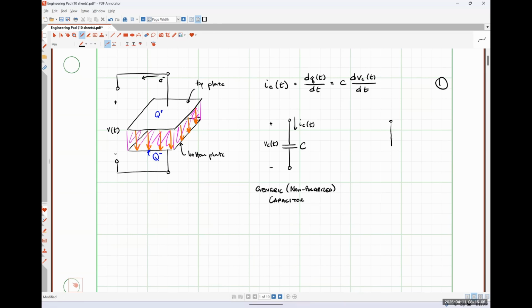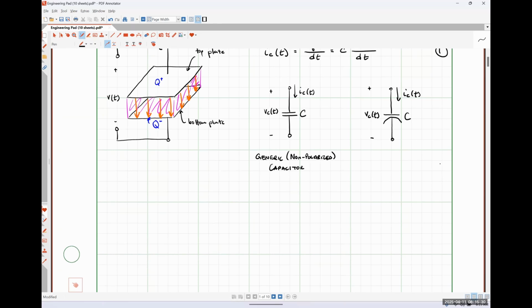Our other symbol that we might see is this guy. So I'm going to have one parallel plate, and I'm going to have what looks like a curved plate on the other side, okay, where once again, I'm going to denote the capacitance of the device as C, the voltage drop across the capacitance as VC, and the current flowing through the capacitance as IC. This symbol is what is used for electrolytic or polarized capacitors.